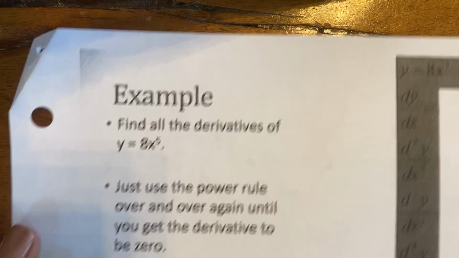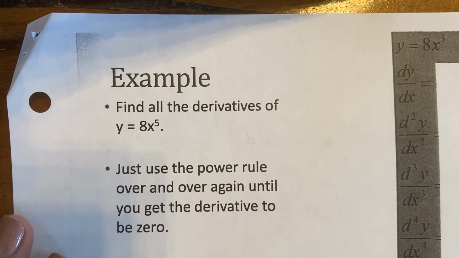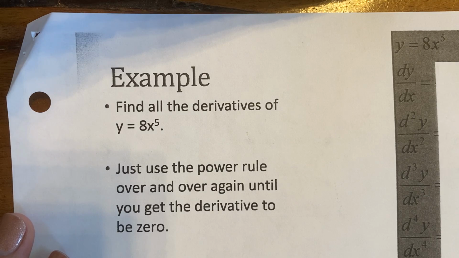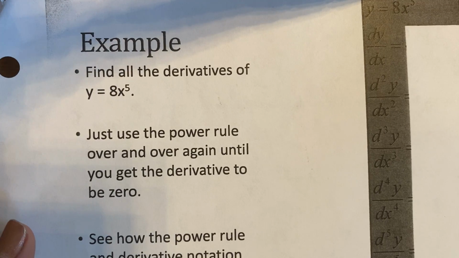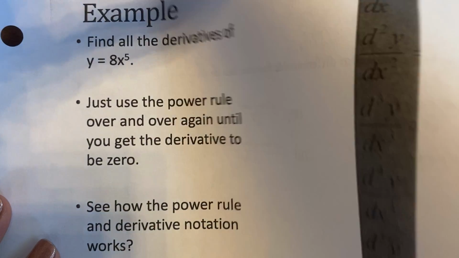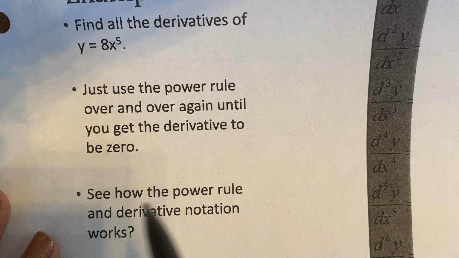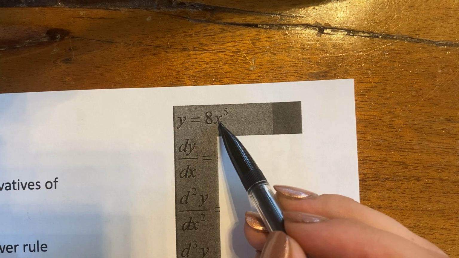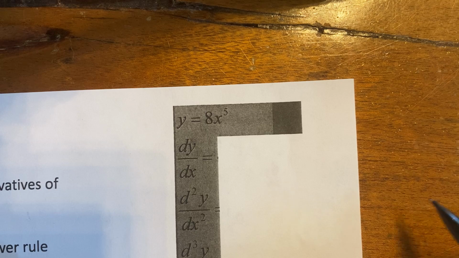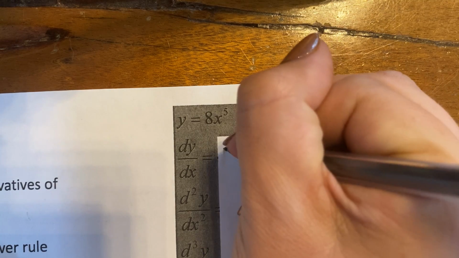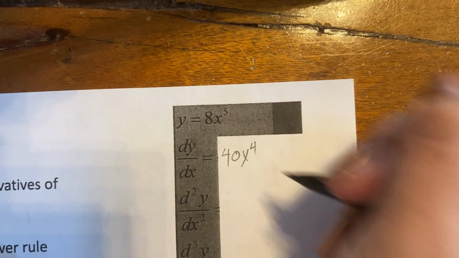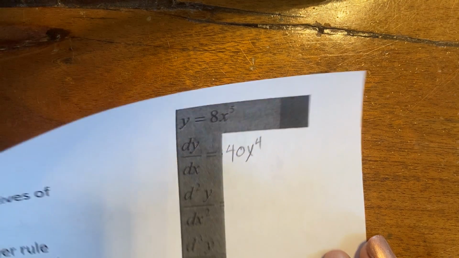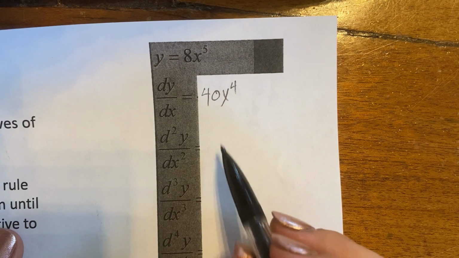Let's go over here to the next example. Find all the derivatives of y equals 8x to the fifth. So you're just going to use the power rule over and over again until you get the derivative to be 0. Okay, see how the power rule and derivative notation works. So if y equals 8x to the fifth, dy dx equals 40x to the fourth.